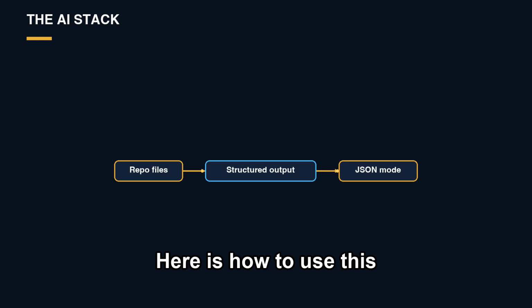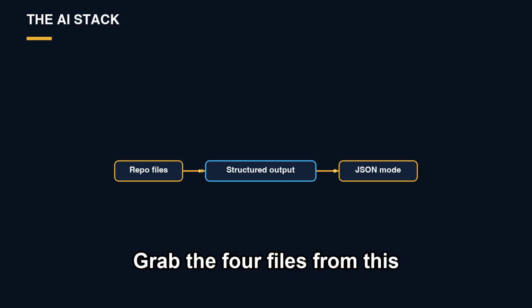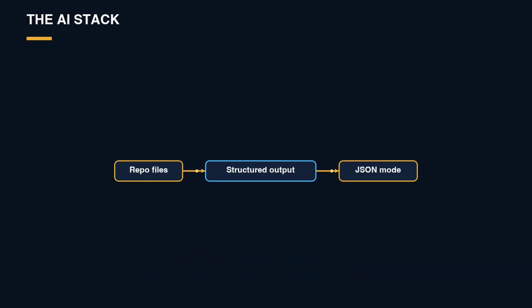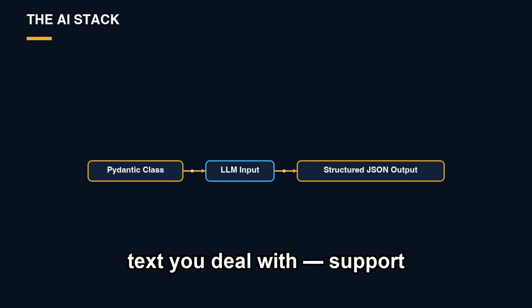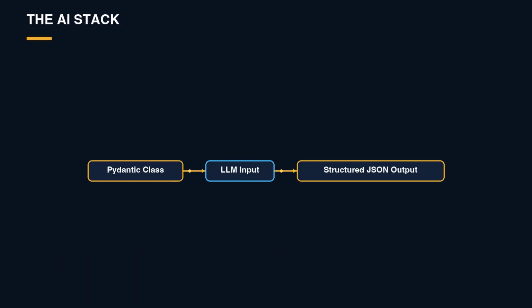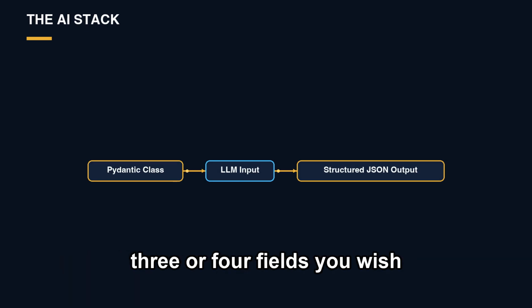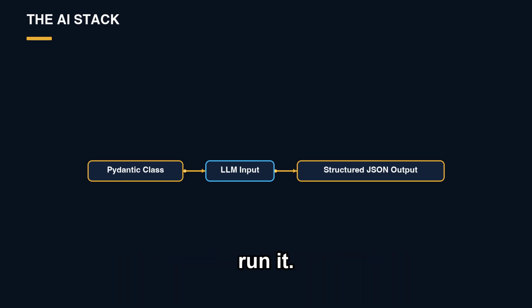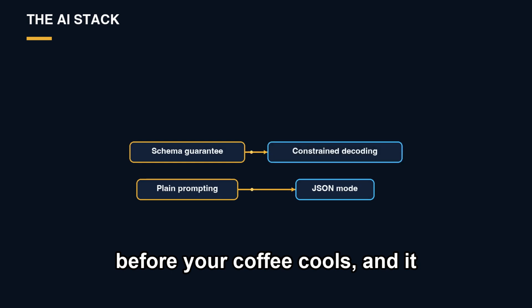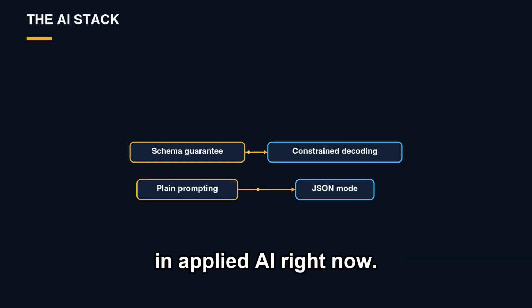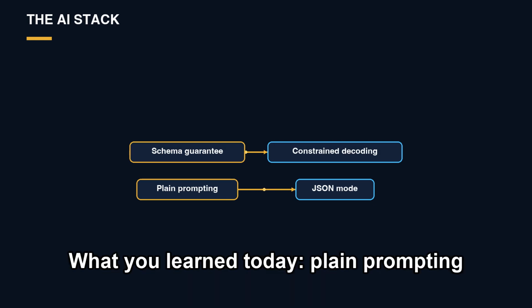Here's how to use this today. Grab the 4 files from this episode at the repo below. Swap the email for any messy text you deal with. Support tickets, invoices, meeting notes, resumes. Write a Pydantic class with the 3 or 4 fields you wish you had in a spreadsheet and run it. That is a working extraction pipeline before your coffee cools, and it is the single most deployed pattern in applied AI right now. What did you learn today?